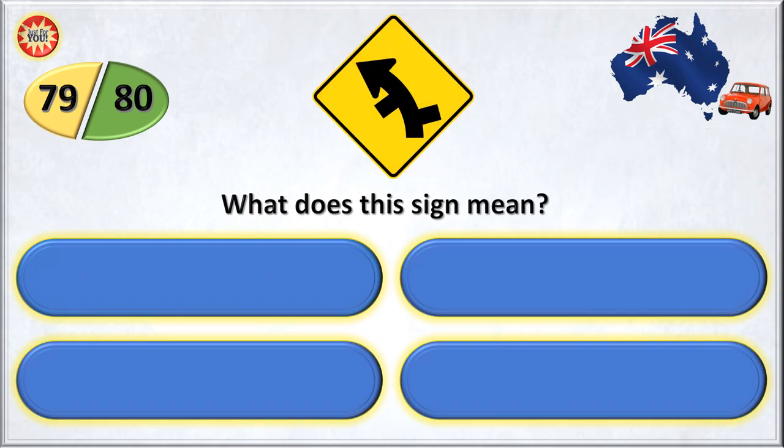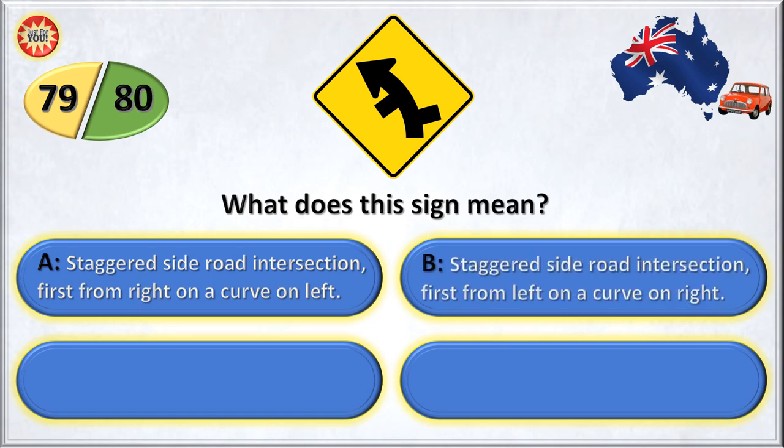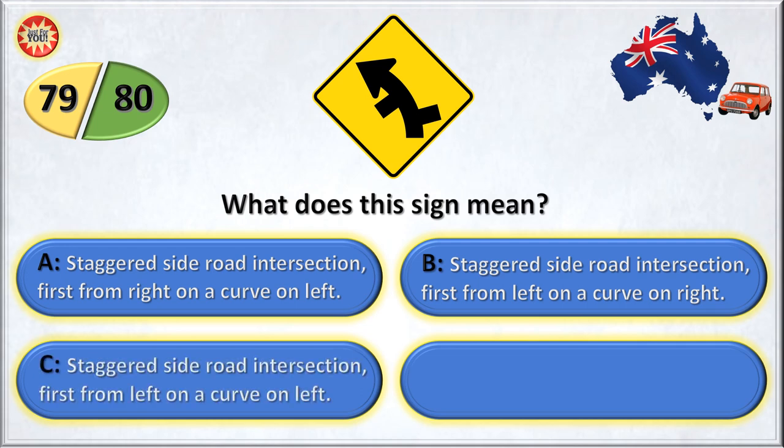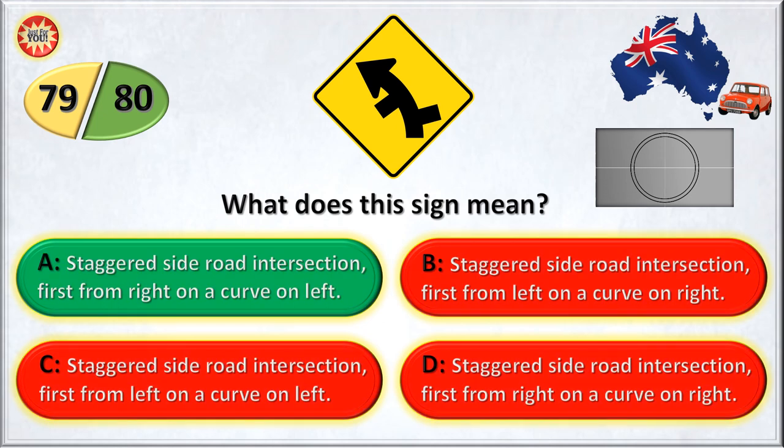What does this sign mean? Staggered side road intersection, first from right on a curve on left. Staggered side road intersection, first from left on a curve on right. Staggered side road intersection, first from left on a curve on left. Staggered side road intersection, first from right on a curve on right. Staggered side road intersection, first from right on a curve on left.